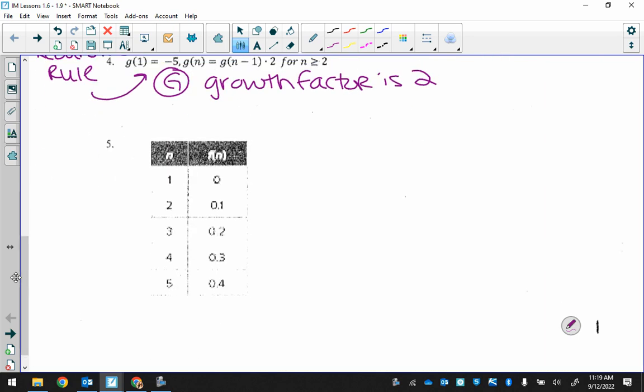Okay, we have a table. What do we have here? Go ahead, Olivia. The common difference plus 0.1. Excellent. Okay. Wait, I'm confused for 4.